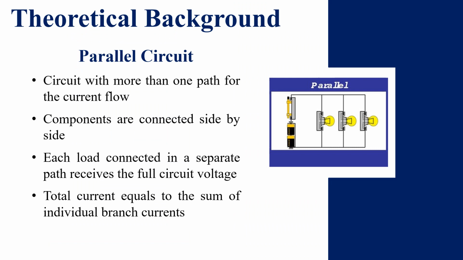Firstly, we have to look at the theoretical background of this experiment. A parallel circuit is a type of circuit with more than one path for the current flow. Components connected in a parallel circuit are basically side by side. Each load connected in a separate path receives the full circuit voltage. Total current equals the sum of the individual branch currents.